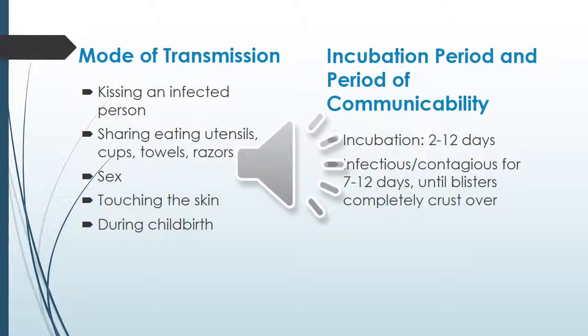Cold sores are transmitted through various ways, including kissing an infected person, sharing eating utensils, cups, towels, razors, and the like, having sex, and touching the infected person's skin. It can also be transmitted during childbirth. The incubation period is 2 to 12 days. The person who is infected will be contagious to others anywhere from 7 to 12 days until the blisters are completely crusted. This is the period of communicability.